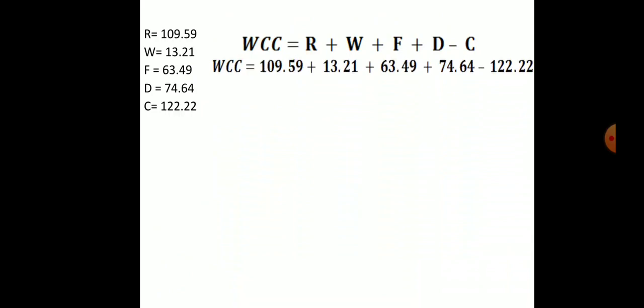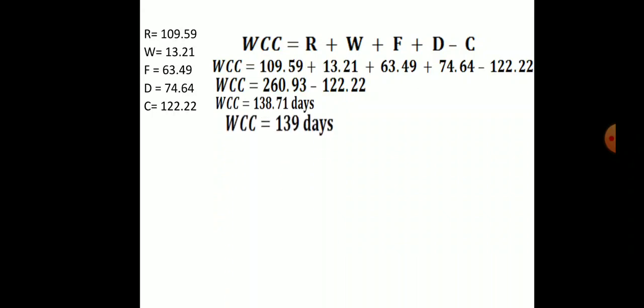So first we will take all these and add all the items: raw material, work in progress, finished goods and debtors. So you will get 260.93 minus creditors 122.22. So your working capital cycle will take almost 138.71 days. We can take it as a round figure.